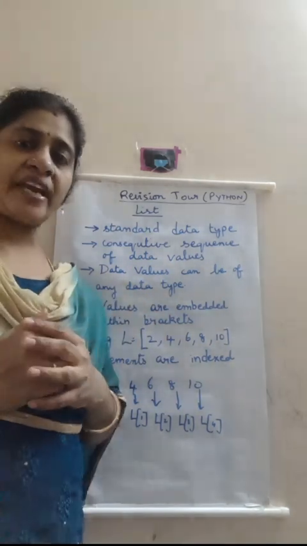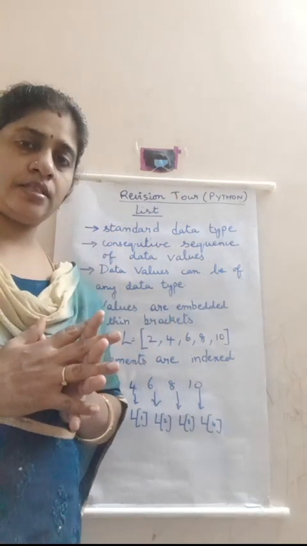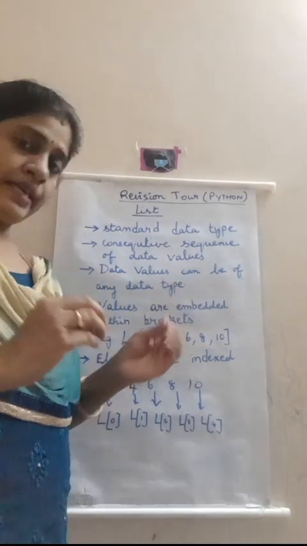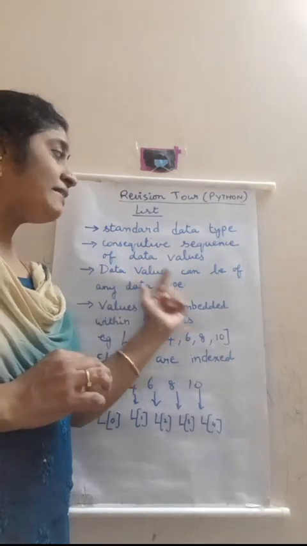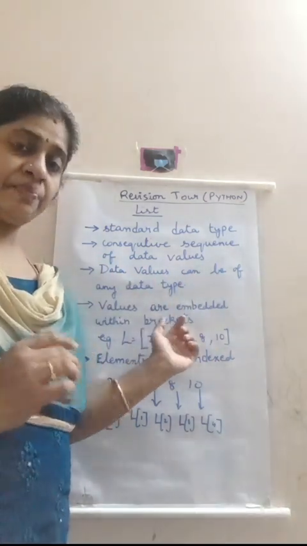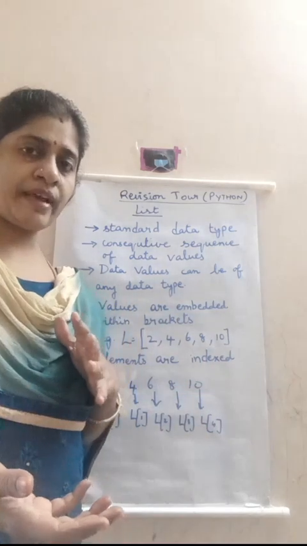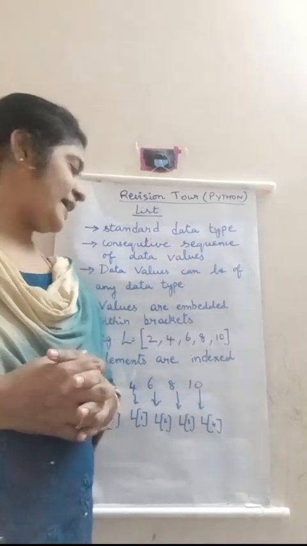Suppose you take a string, it is nothing but a sequence of characters. It is of only one data type, character data type. Each element is a character. But in this case, the data values can be of any data type. It can be an integer, a character, a float value, or a string. So the data values can be of any data type.